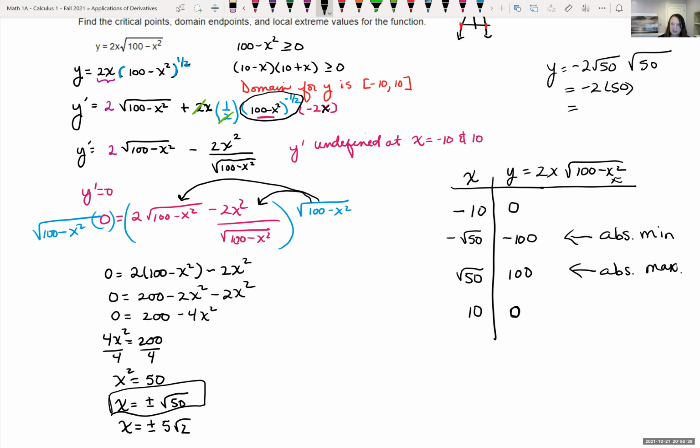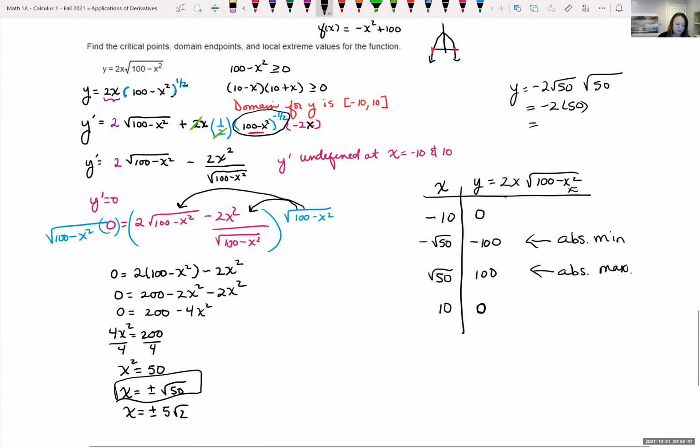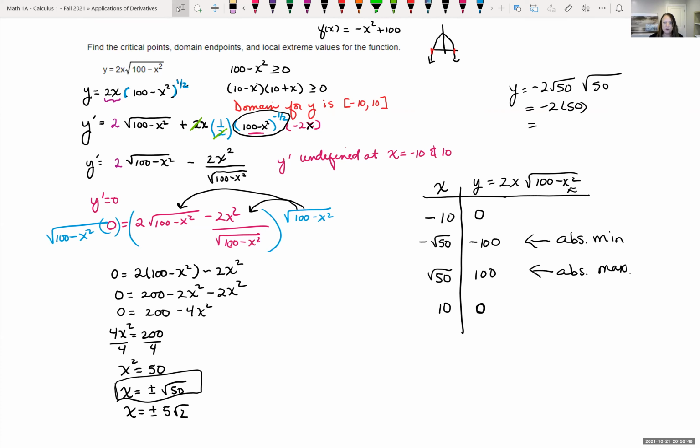Okay, so we're out of time. We pretty much went through all the different types of examples except for a piecewise function of doing 4.1 material.